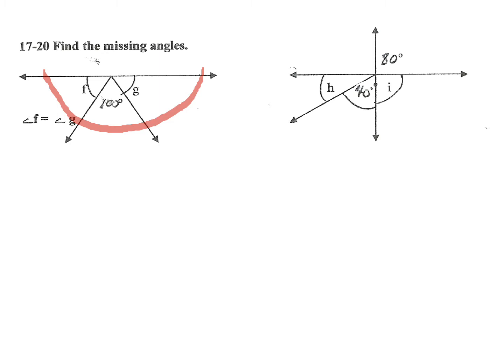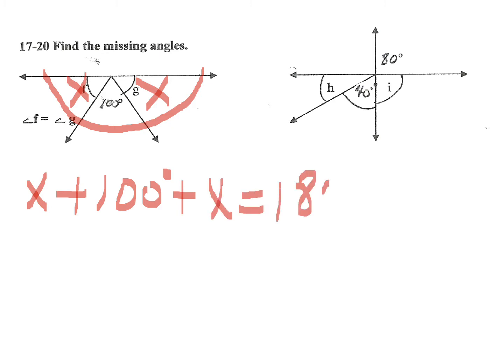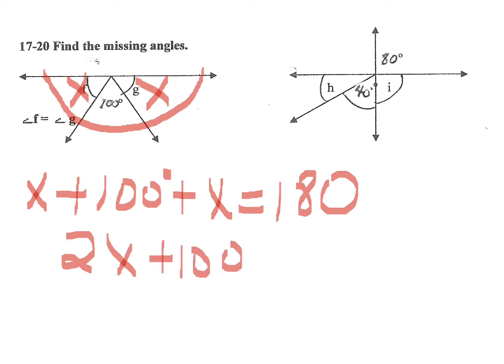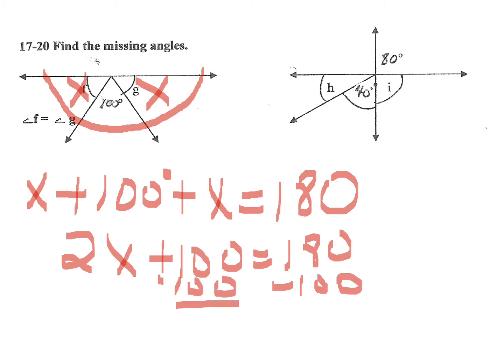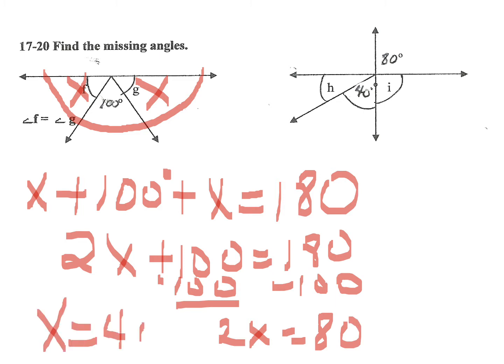You could do it a couple different ways. Remember how we said these are matching. I could put X and X. That means 1, 2, 3 pieces are adding up to make 180. I can do it this way. That's 2x plus 100 equals 180. Move your 100. 2x is going to be 80, so x is 40. Now if you need to see those pieces, 1, 2, 3 angles adding up against that straight line to make 180, then you got it.